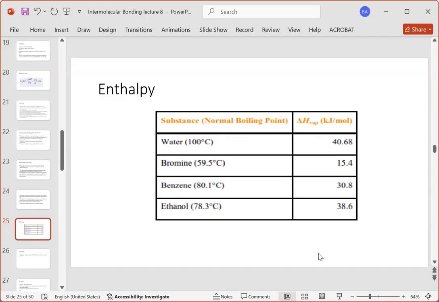There are typical enthalpies of vaporization at the substance's normal boiling point, an endothermic process. Delta H vaporization is 40.68 for water, 15.4 for bromine, 30.8 for benzene, and 38.6 for ethanol.